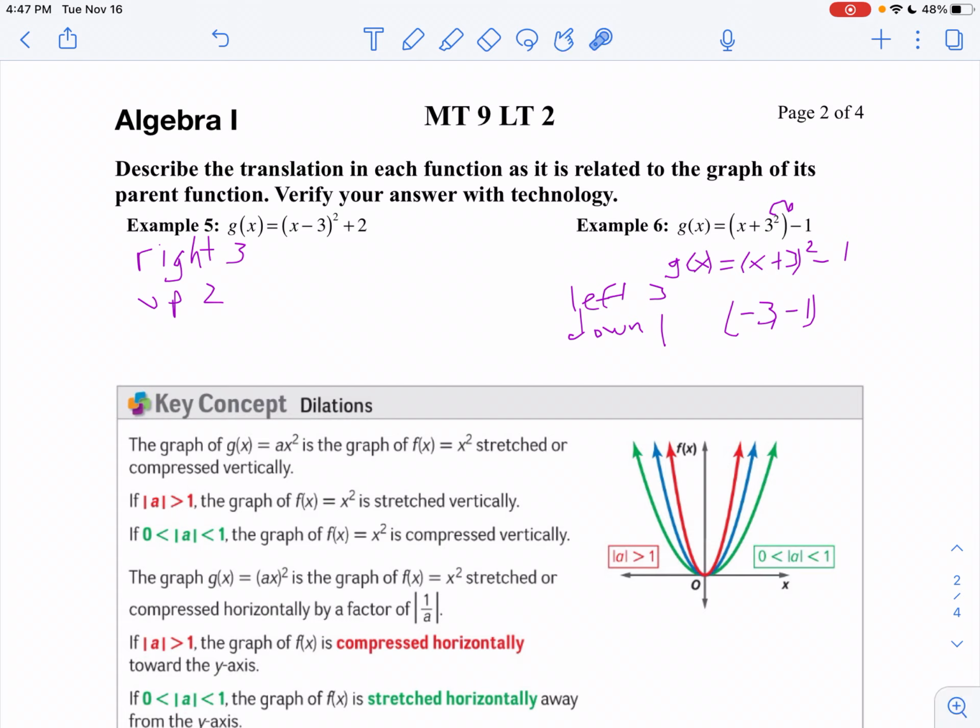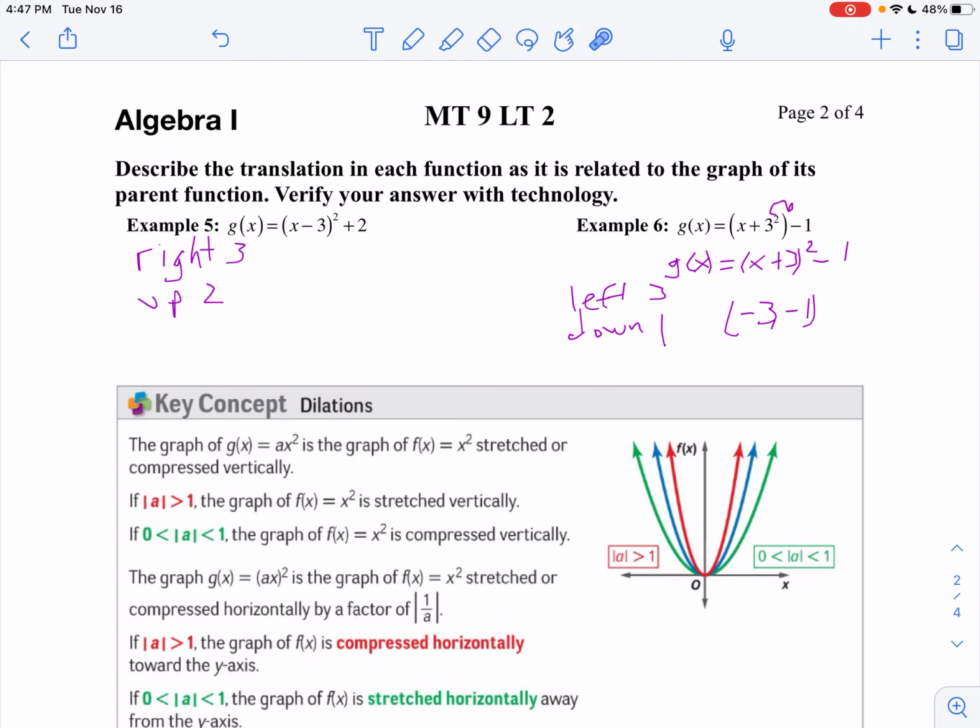If I multiply my function by something, I'm going to vertically stretch it. So if I multiply it by a number bigger than 1, it's going to be stretched. It's going to make it thinner because I'm vertically stretching it. If it's less than 1 but more than 0, then I'm going to compress it. I'm going to take each y value and push it down that far.